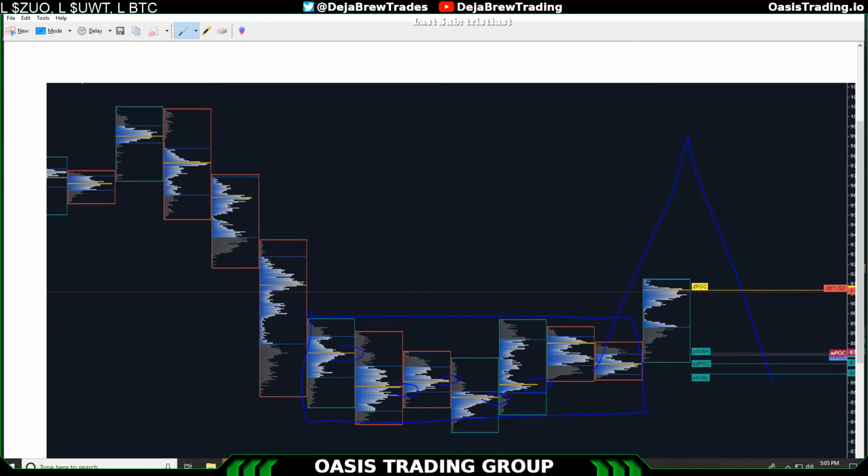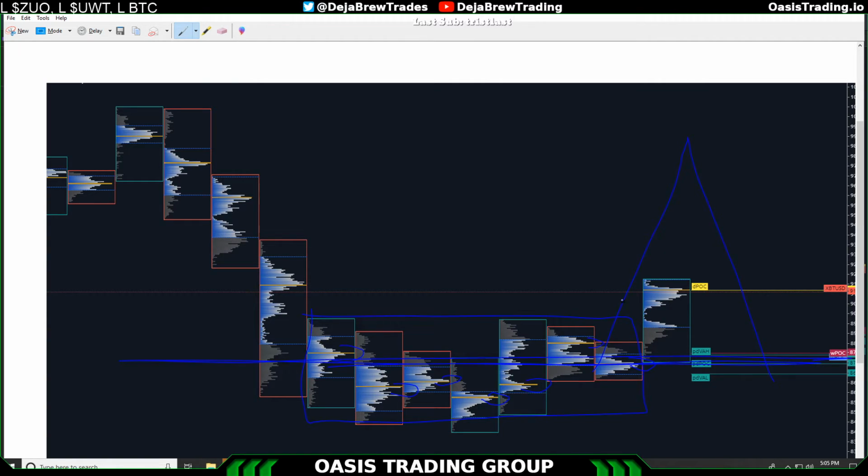You can calculate this on your own. If you want to find the exact area of support, you could take all of these POCs, put them into a calculator, and simply find the average POC of all of these candles. Typically, if you go to a weekly chart, it will do that for you. But let's just eyeball it here and say that the average POC is around this area right here, which is about 8,800. That's going to be our average value of this accumulation.